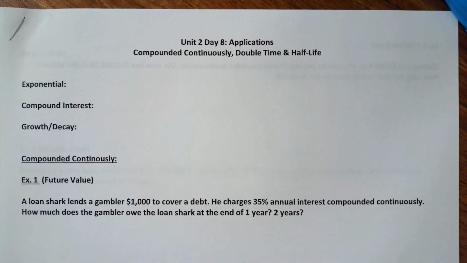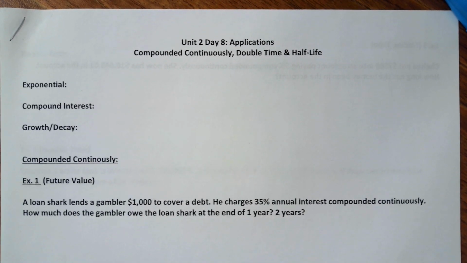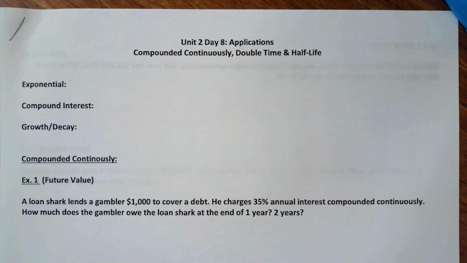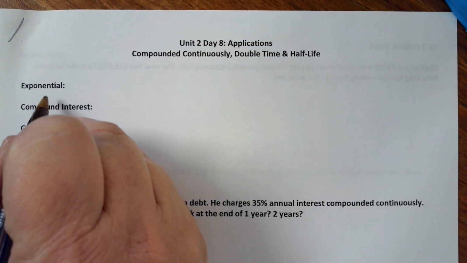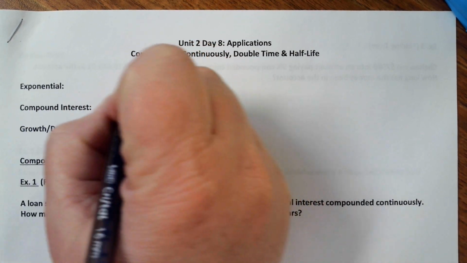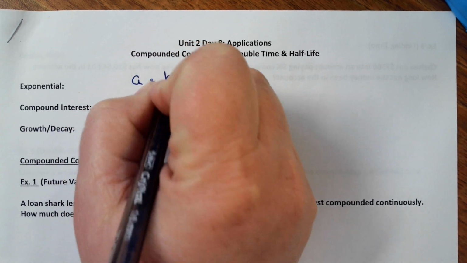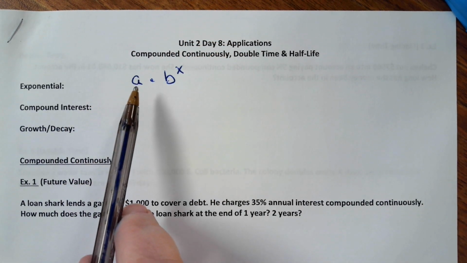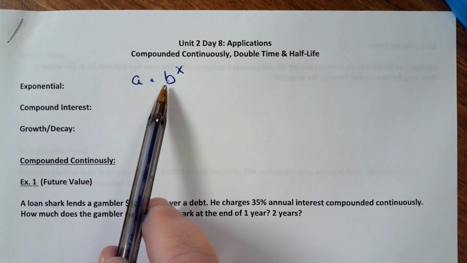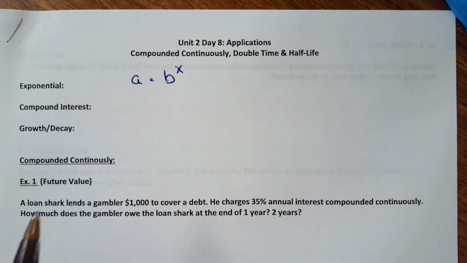All right, folks. Today we are going to be looking at another type of exponential word problems. And that type is going to be your double time, your half-life, and your compounded continuously. All right, so let's think about what an exponential function looks like. An exponential function looks like a times b to the x. You got your starting value times your base raised to the x.